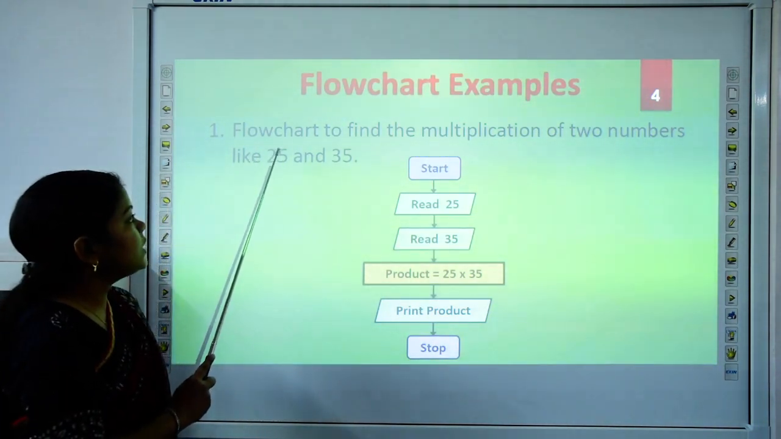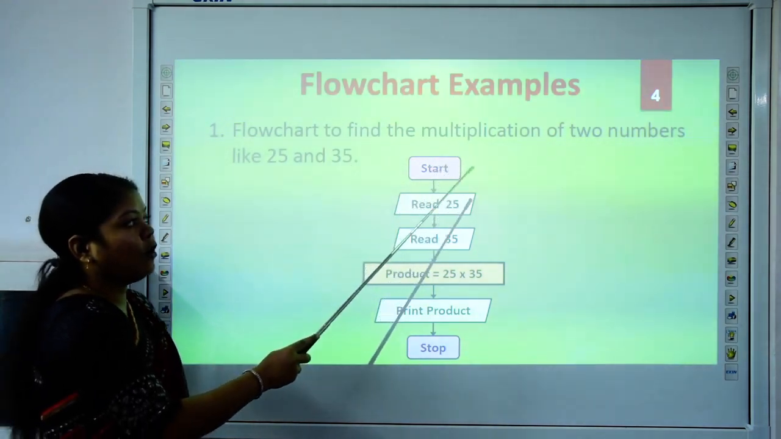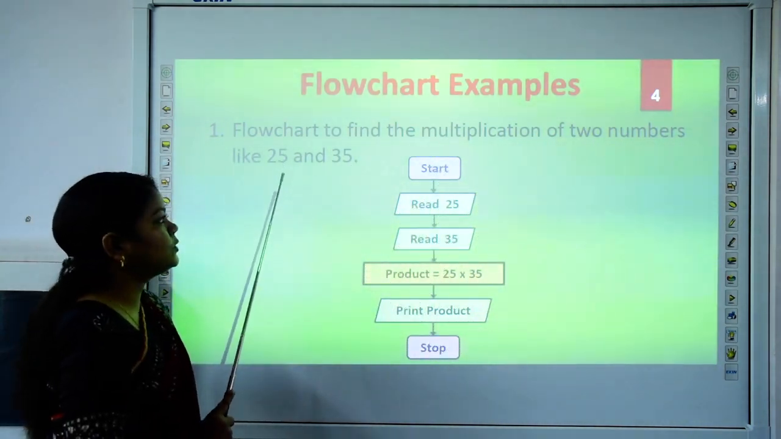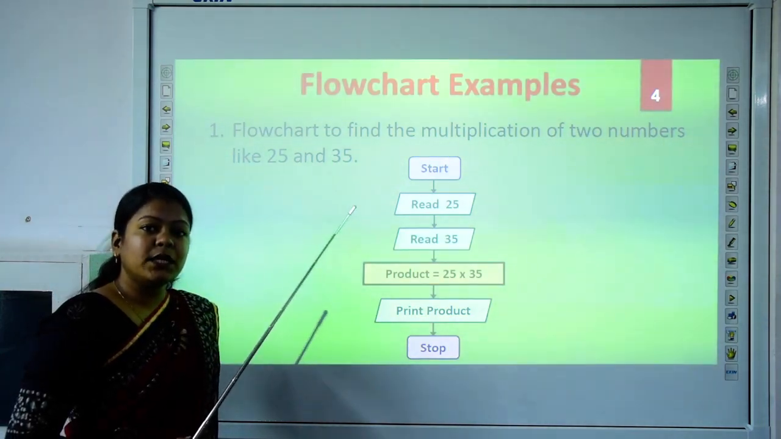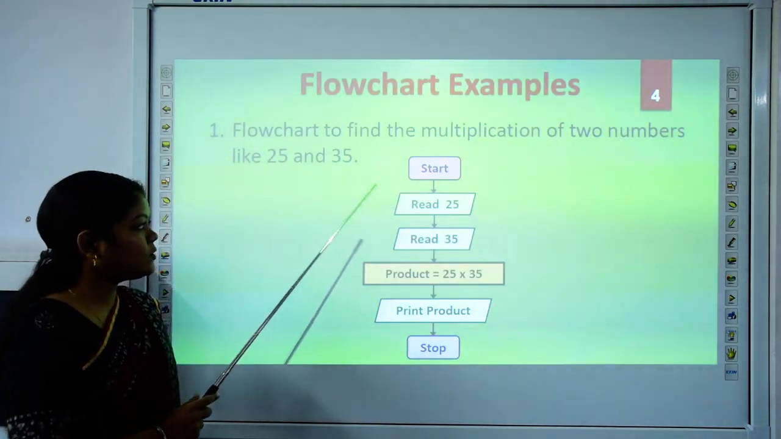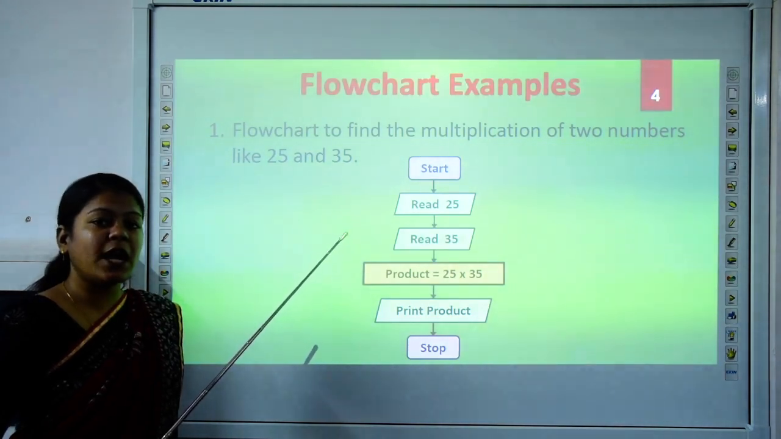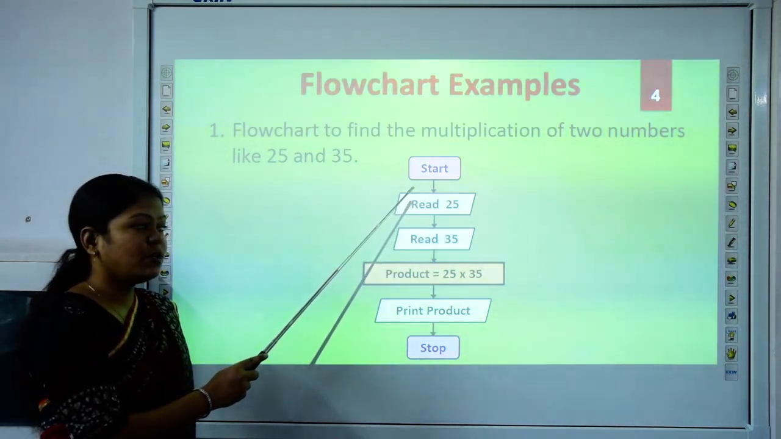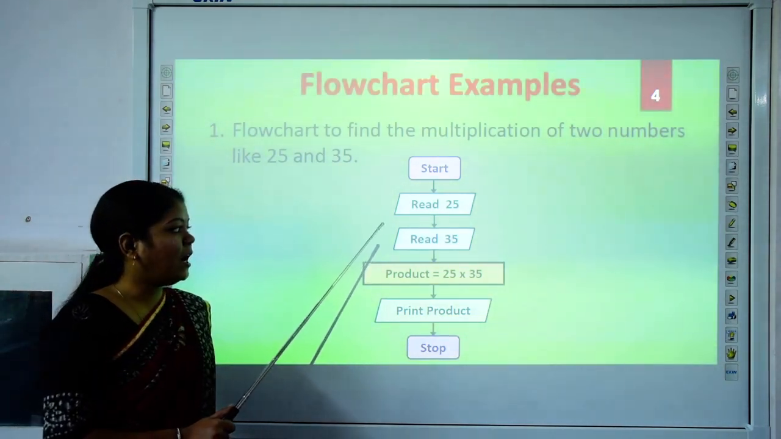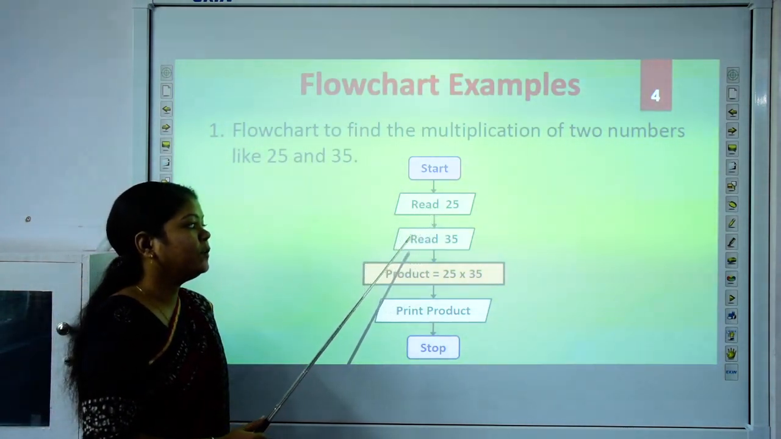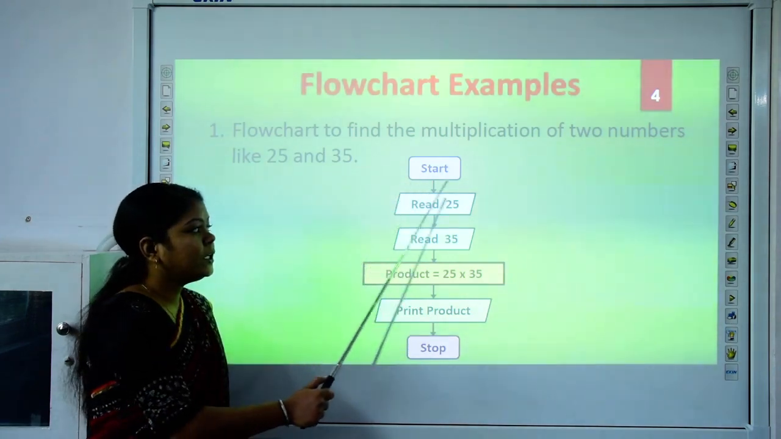First, flowchart to find the multiplication of two numbers like 25 and 35. Students, you can also take another number. So, to start the flowchart, first we have to draw the start box. This is your start box, and then to take the input of two numbers, we have to write read 25, read 35 in the input box.